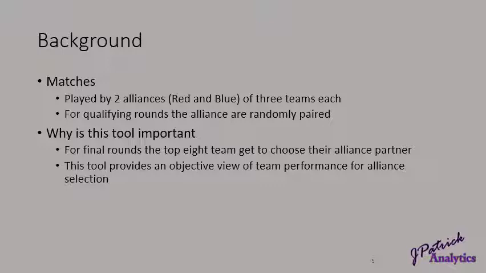Matches are played by two alliances of 3 teams each. Alliances score points, and winners are determined by the alliance that has the most points. Qualifying round alliances are randomly formed. Teams will play several matches to determine the ranking for the teams. After the completion of qualifying, the top 8 teams get to choose their alliance partners. This is when the tool comes in. The tool will provide objective information that the team can use to choose alliance partners.